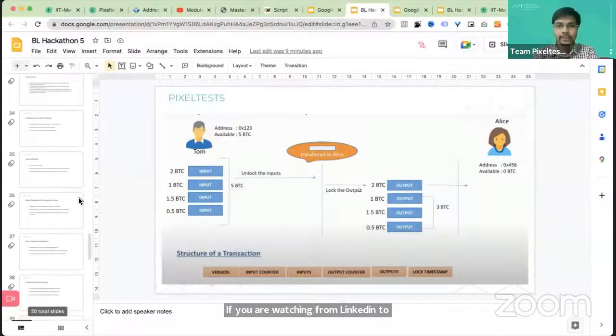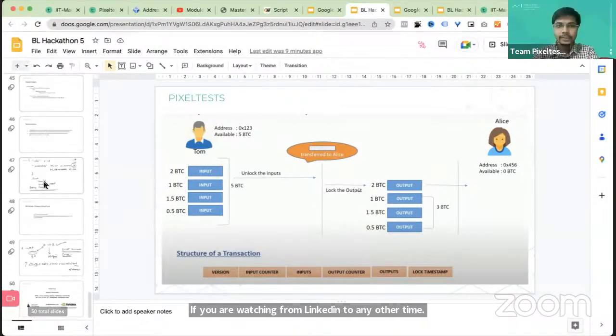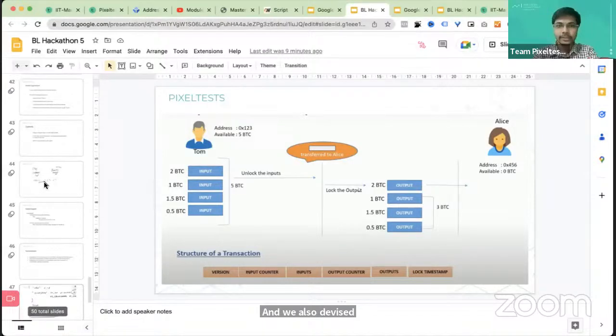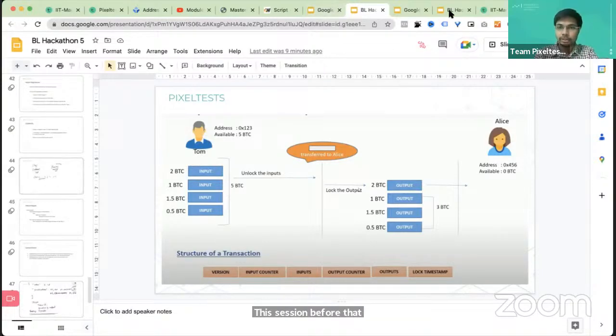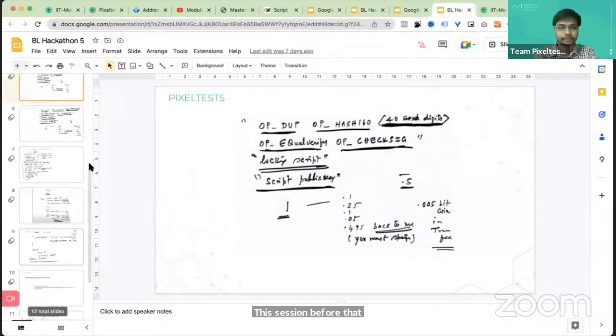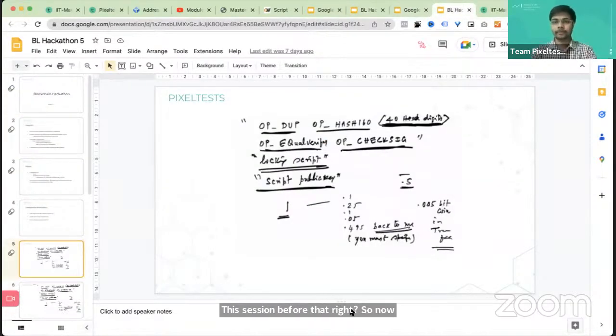And we've also revised a few concepts of the session before that, right? So now let me bring up the slide.